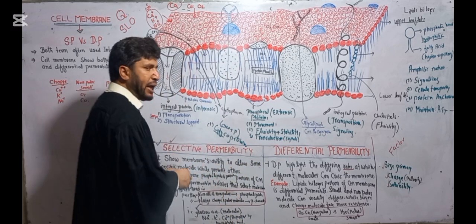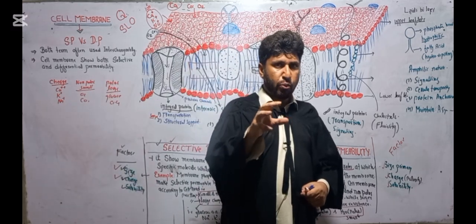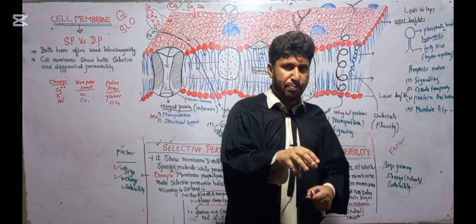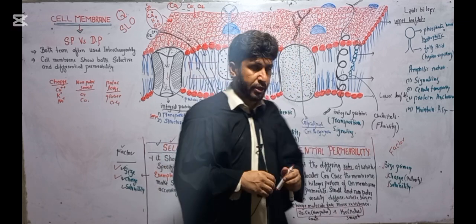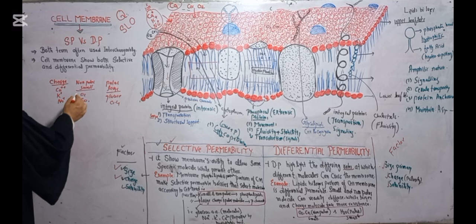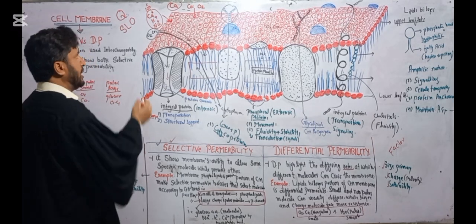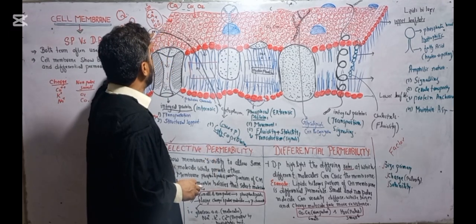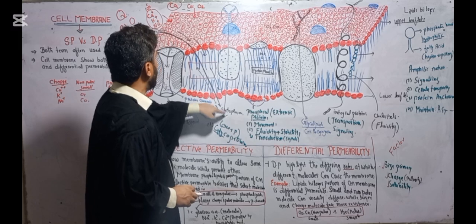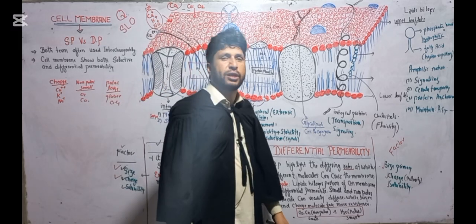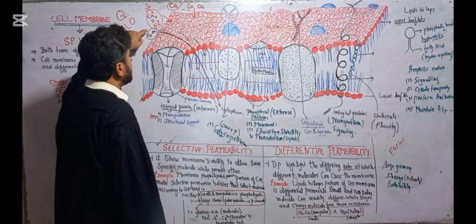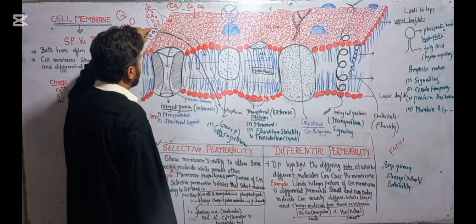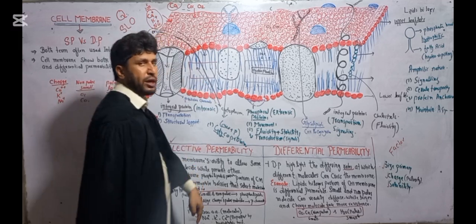Now here the cell membrane will show selective permeability, deciding which type of molecule will cross which portion of the cell membrane and which type will be prevented. For example, if the molecule is small and non-polar like oxygen and carbon dioxide, then they will enter the cytoplasm through the lipid bilayer portion of the cell membrane.